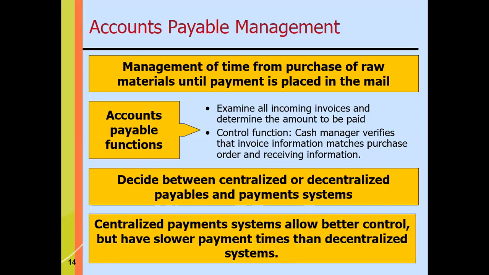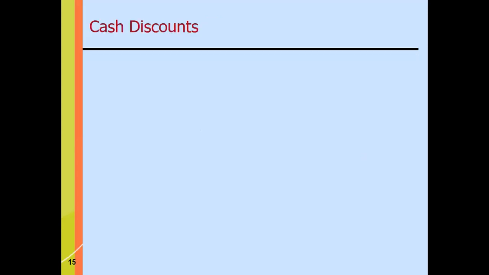Now, centralized payment systems allow better control. This is a good realization. However, they have slower payment times. That's true. Because if a certain branch would like their payments to be processed, they still have to subject themselves to the approval of the authority or the authorities in the main office. And then we compare this with decentralized. So with decentralized, there could be a lesser advantage in the control, but faster payment times.